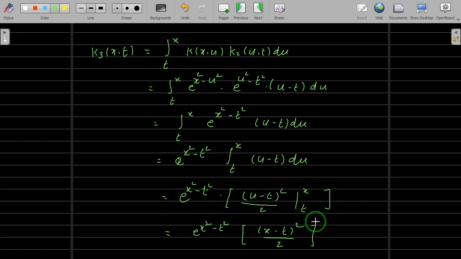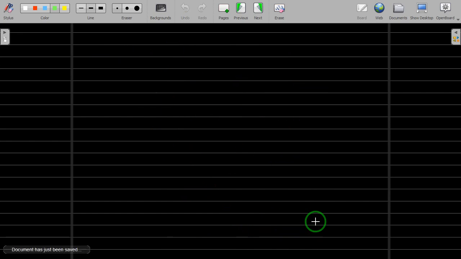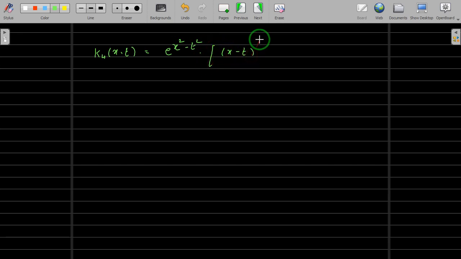Again you directly cannot generalize, so you try to get the next term. So I'll write directly what is the next term. K4(x, t) we will get, after simplification, after solving, e raised to x square minus t square into (x minus t) whole raised to 3 upon 6, and then that 6 we can write as 3 factorial just to generalize it. And if you want, for k5 you can find k6, k7, and then try to get the form.